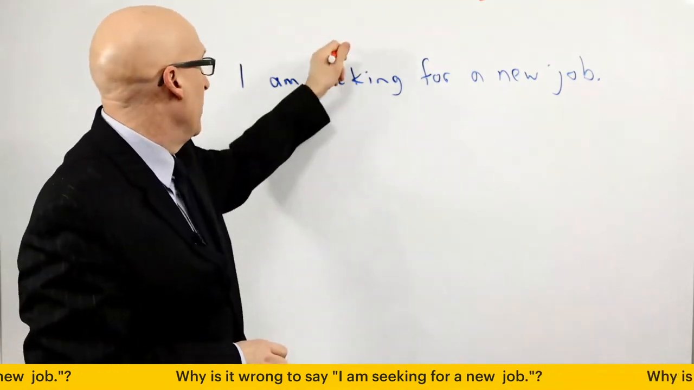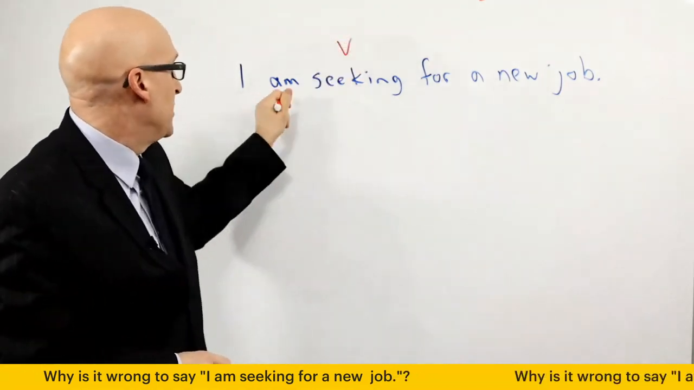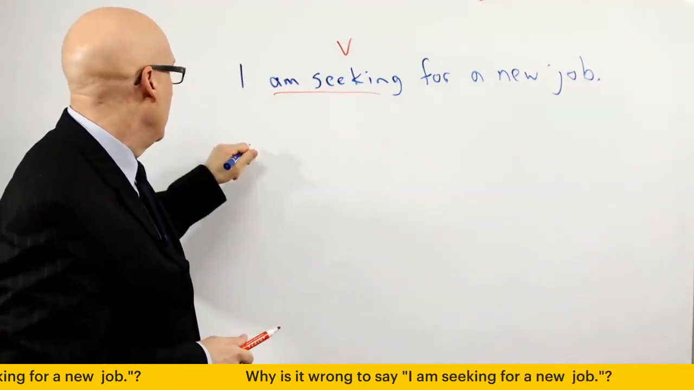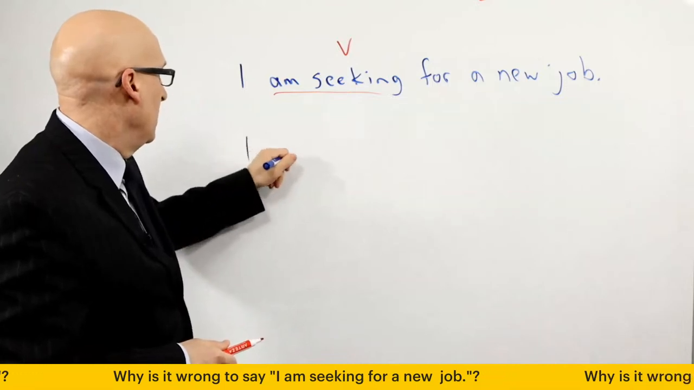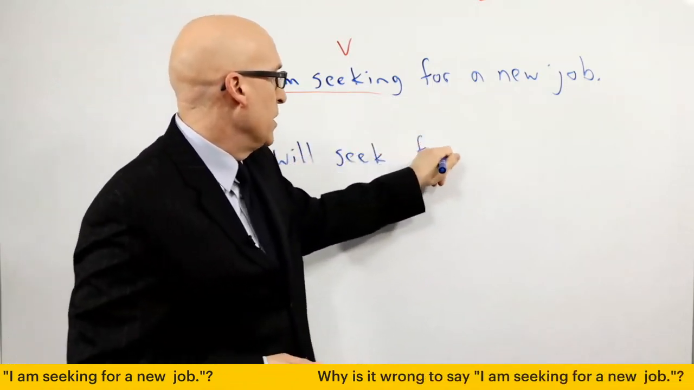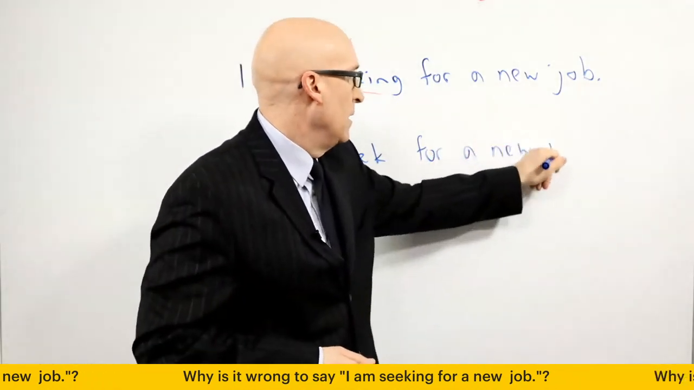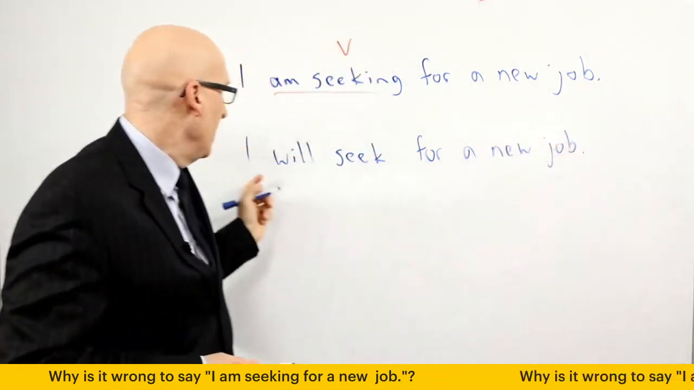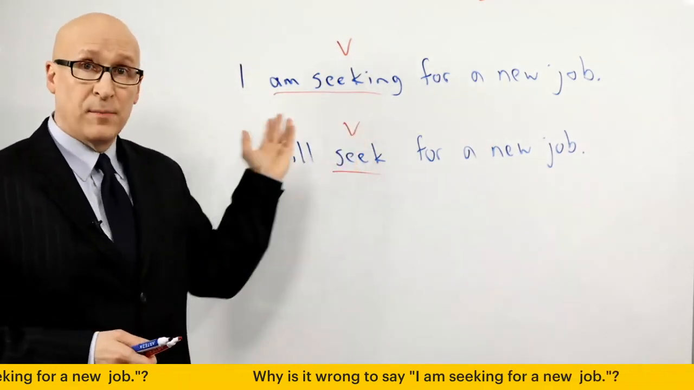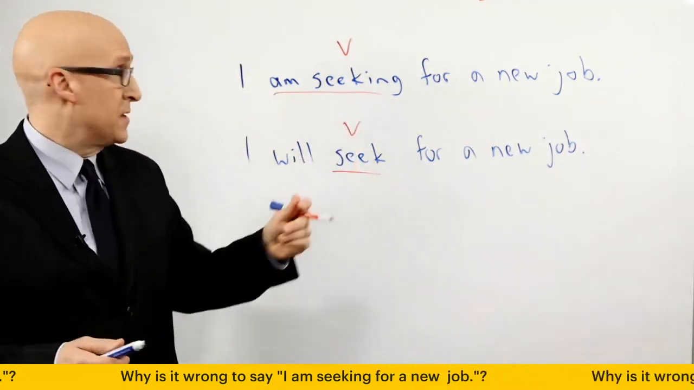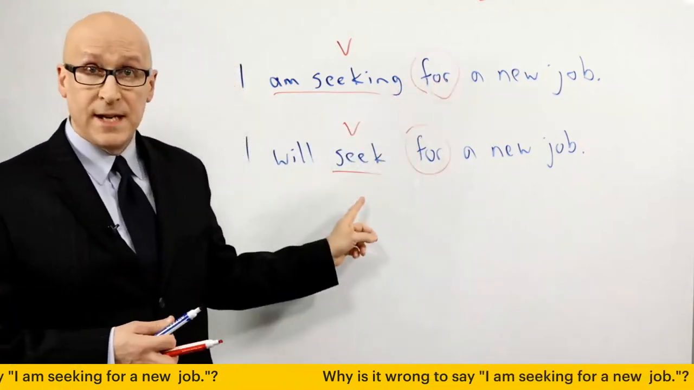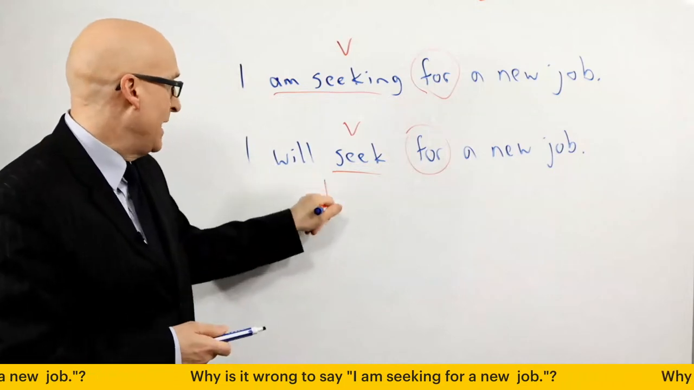It's related to this verb. I am seeking. That's the verb. And you could also say, I will seek for a new job. That's a different tense. Let's say that's the future. I will seek. And again, the verb is seek. So what's the problem with this sentence? Well, the problem is this, the preposition for. The verb seek is a transitive verb.